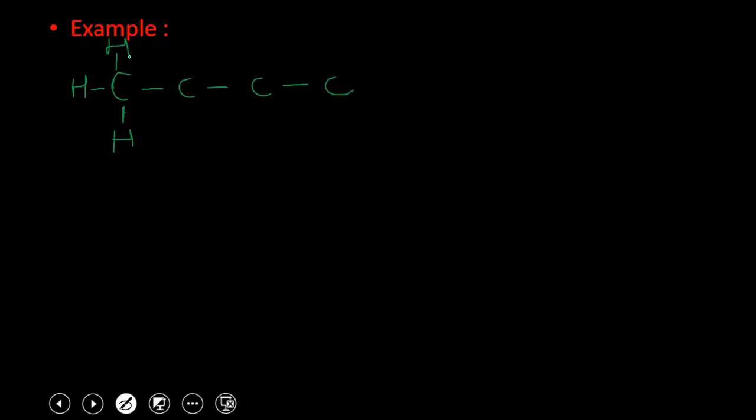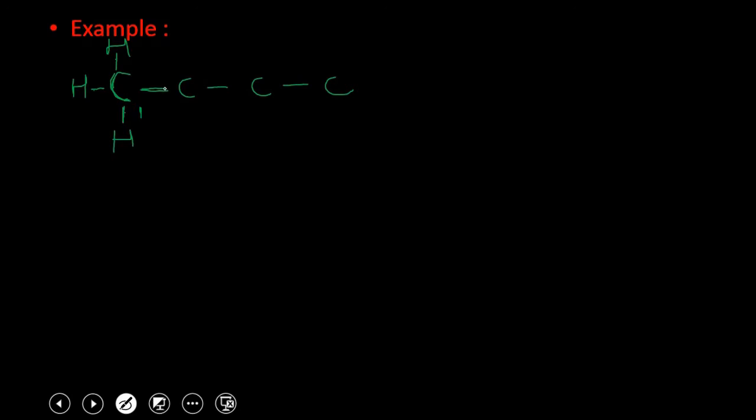Just count the number of bonds it is forming. So here you can see the first carbon atom. I'm writing number 1 here. This is the one carbon atom. This is attached to 1, 2, 3, 4 other atoms. 1 carbon and 3 hydrogen atoms. So it is tetravalent.